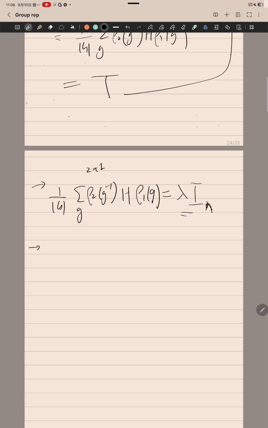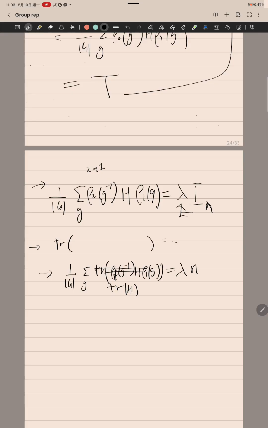So now I want to compute lambda, and it's very easy. I just take the trace of both sides. For the left hand side, it is the sum over G of 1 over |G| times the trace of rho_2(G inverse) H rho_1(G). Now rho_2 is the same as rho_1, so using the cyclic property of trace, this is just the trace of H. And the right hand side is lambda times n. So lambda is just the trace of H divided by n.